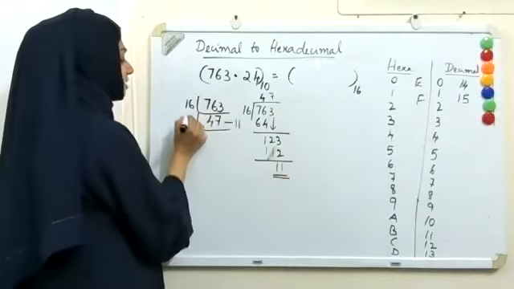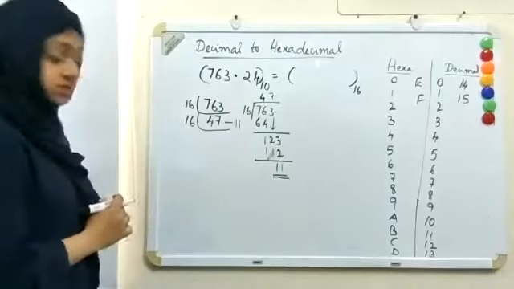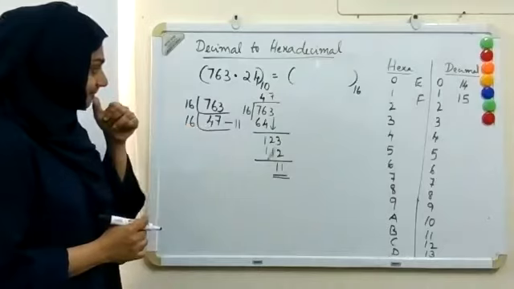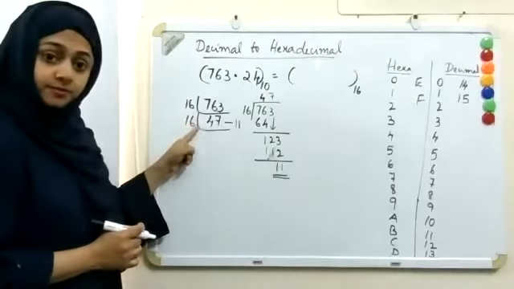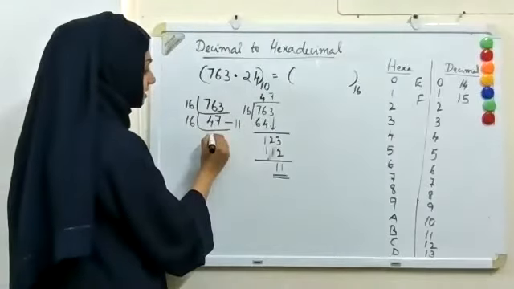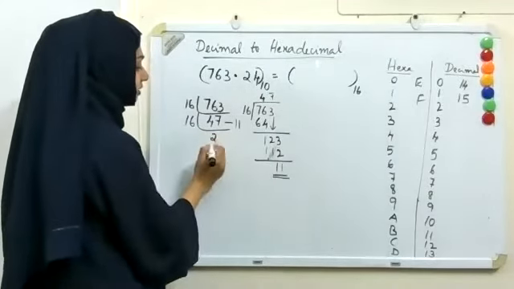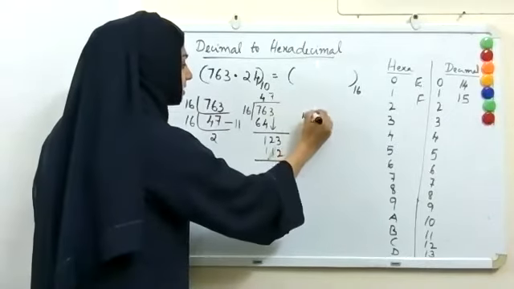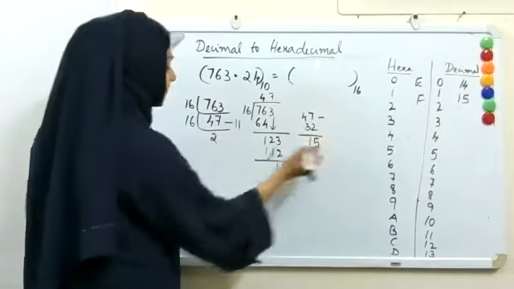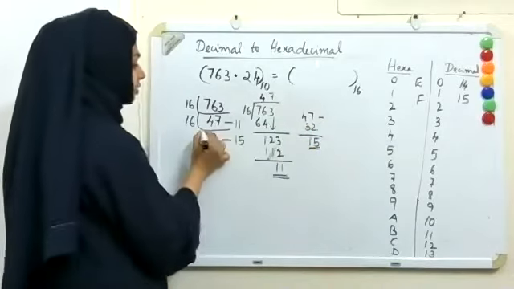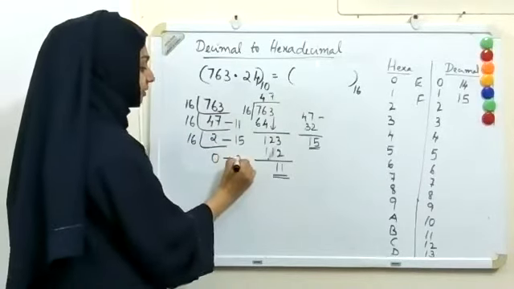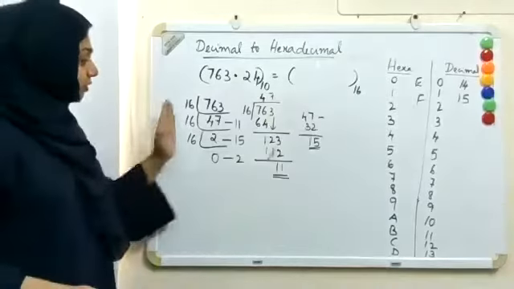So, again 47 we have to divide with 16, right? 47, how many times it will be? 2 times. So 2 times 16 is 32. So the 47 minus 32? 15. So again, if you try to divide with 16, if there is no quotient, the remainder will be 2. So that's it.